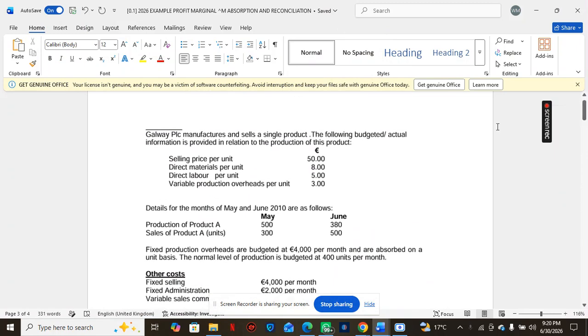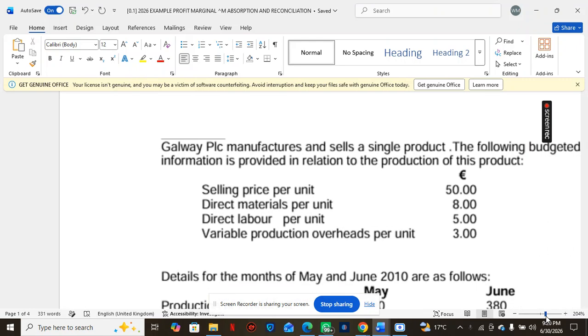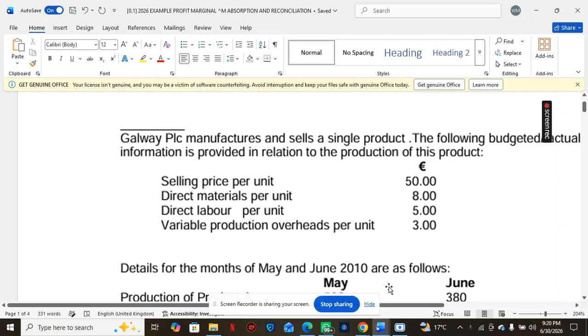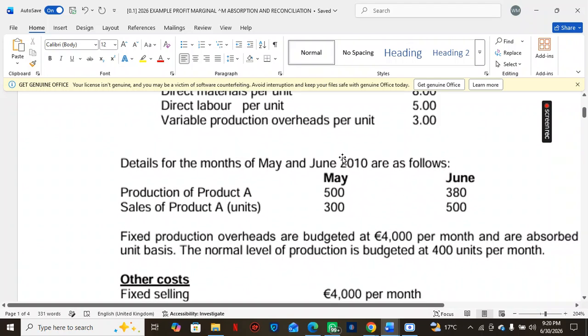Okay, so we're still looking at this question for Galway PLC. It manufactures and sells a single product. The following budgeted and actual information is provided in relation to the production of this product. So we've got this information here: selling price per unit, direct materials per unit, and the rest of that other information. Right. So the details for the months May and June 2010 are as follows.